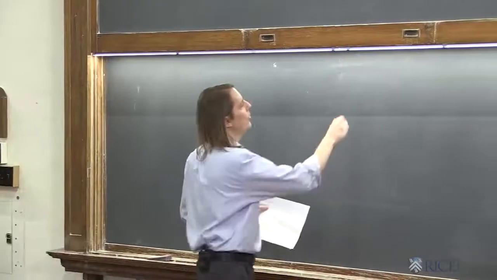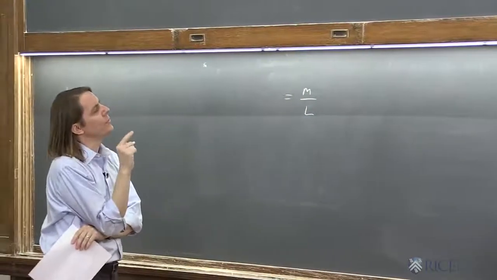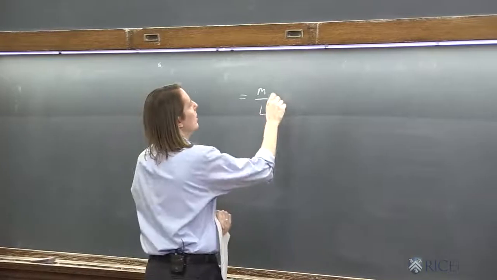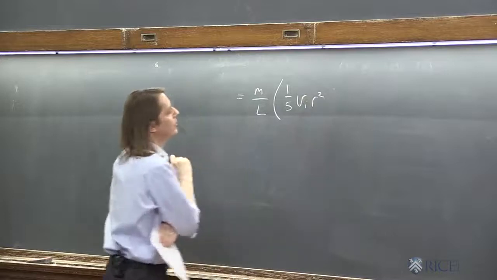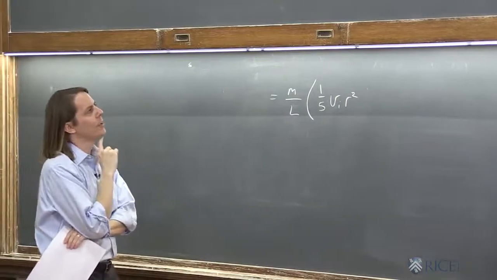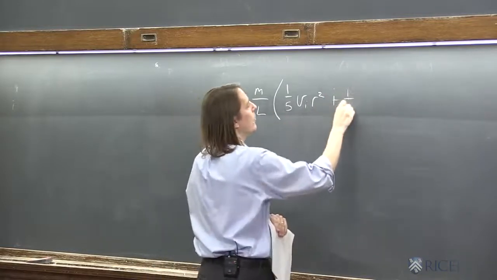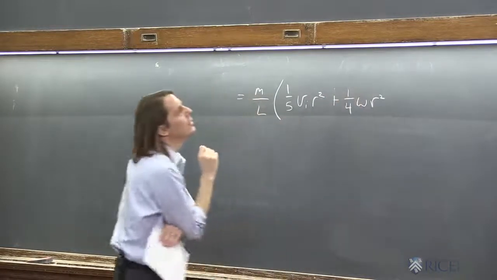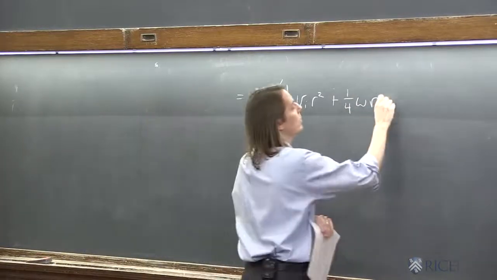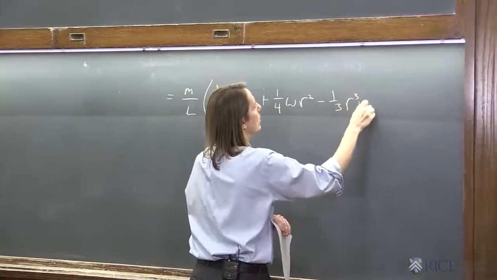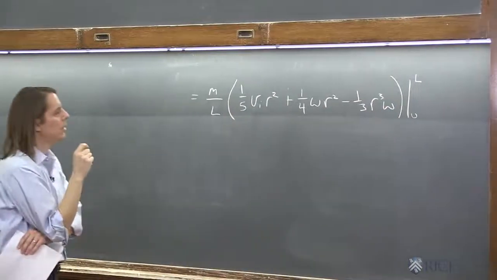So this whole thing equals m over L. And I'm going to go ahead and start integrating here. So 2/5 VI r integrates to 1/5 VI r squared, just a polynomial in r. Plus 1/2 omega r integrates to 1/4 omega r squared. And then minus r squared omega integrates to minus 1/3 r cubed omega. And that whole thing is evaluated from 0 to L.